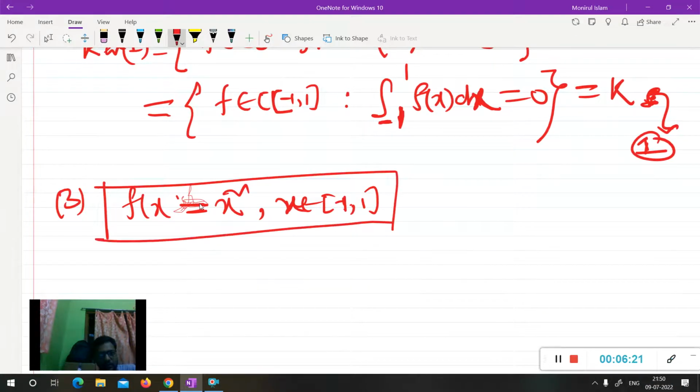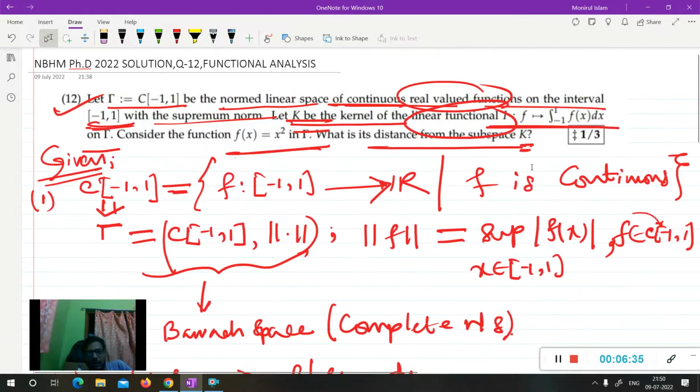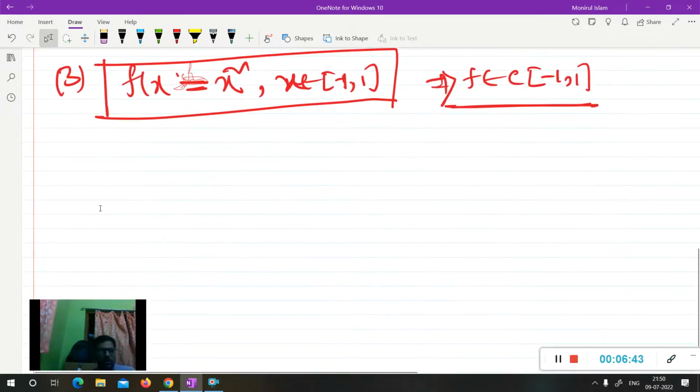Clearly this function belongs to C of the closed interval minus 1 comma 1 because it is continuous on the closed interval minus 1 comma 1. Now you have to find, what is the question? You have to find the distance between F and K. So I'm writing the question.